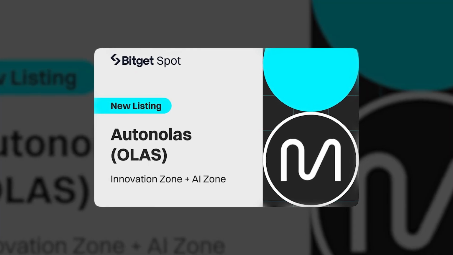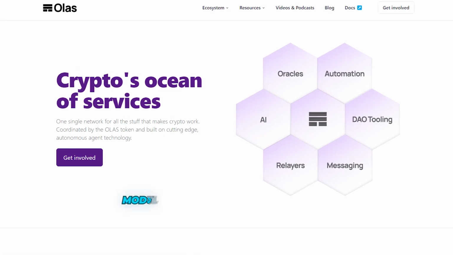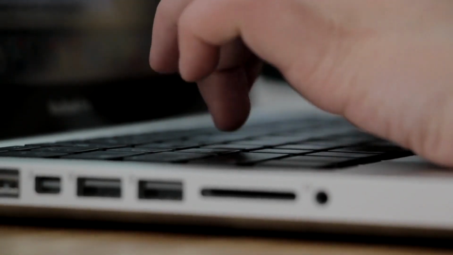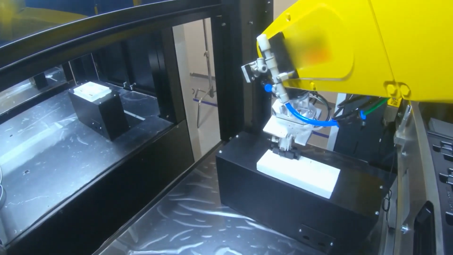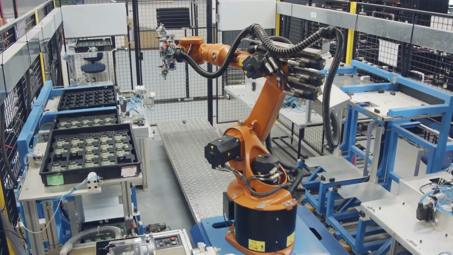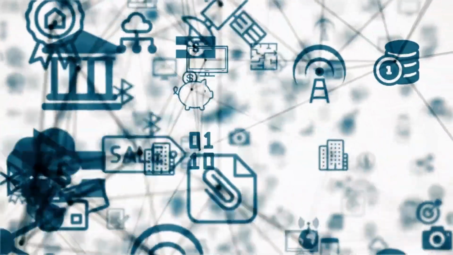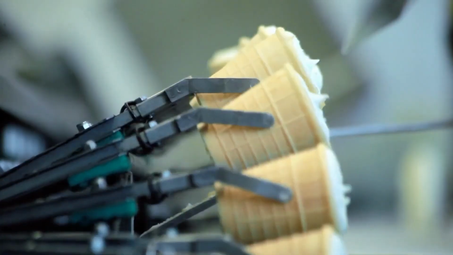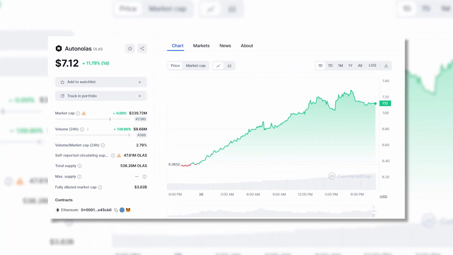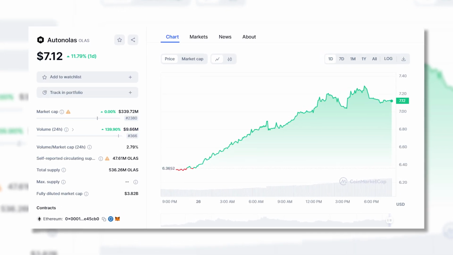Up next at number 2, we have Autonolas, or Olas, pushing radical decentralization even further through a modular toolkit facilitating off-chain autonomous services. That's a fancy way of saying this project helps developers construct complex and adaptable software agents to execute tasks typically requiring rigid smart contracts alone. From AI-enhanced DeFi, yield farming tools, to supply chain optimizations, and prediction marketplaces, robust agent services significantly expand functionality. The native Olas token enables open participation while driving governance decisions and developer rewards.